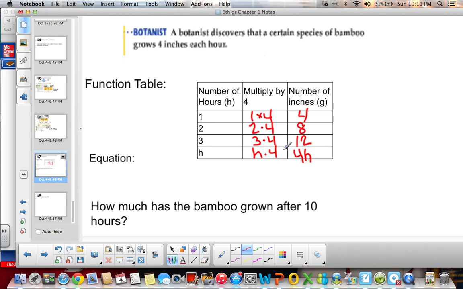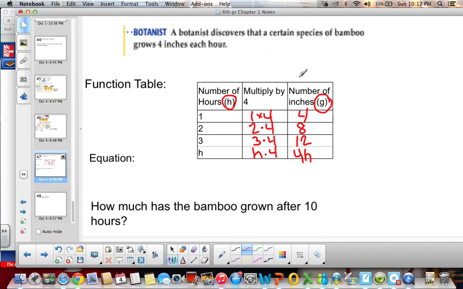So for our equation, I said the number of inches was g, just for growth. Usually we use variables that go along with what we're talking about. So hours, it makes sense we could use an h. Growth, it makes sense that we could use a g. But it really doesn't matter. You can always use x and y or whatever, as long as your variables go along with the quantity you're talking about. But we're going to use h and g.